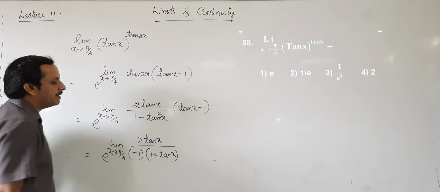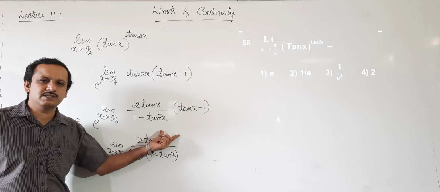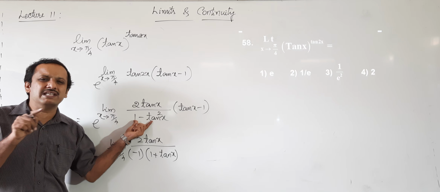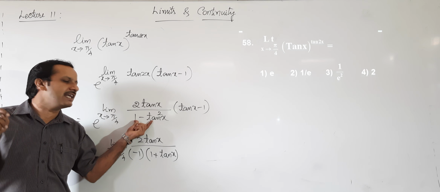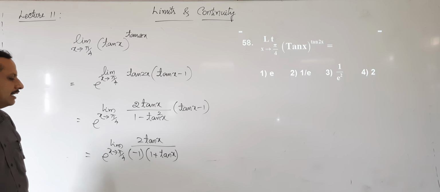Did you understand this step? I am writing 1 minus tan square x as 1 minus tan x into 1 plus tan x. That 1 plus tan x I have written as it is. And in 1 minus tan x, I have taken minus as a common factor there, minus of tan x minus 1, and after that I have cancelled that tan x minus 1. Okay, apply the limit now as x tends to pi by 4.